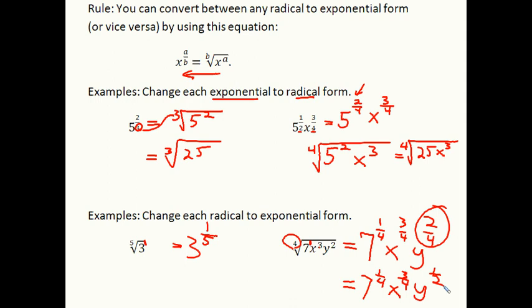And so that's our introduction to radicals, and then also realizing that we can change from radical form to exponential form using this relationship here. The denominator becomes the index of the radical, and the numerator is the exponent of the radicand.